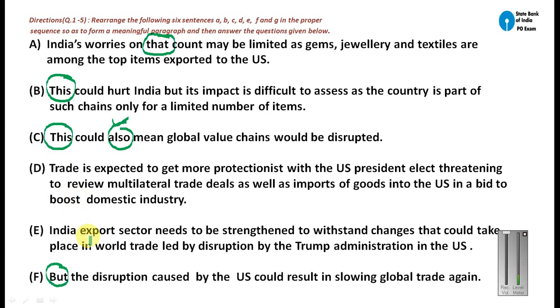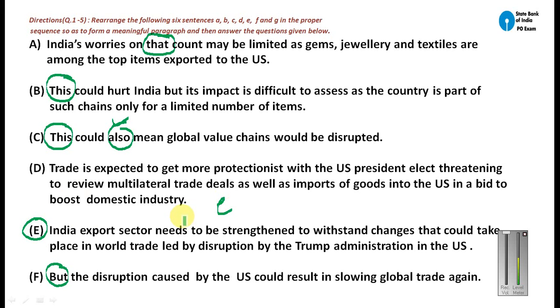Suppose you're talking about a student. First you will talk about the student, then you will talk about the specific things related to that student, like his age, his class, his hobbies and interests. So obviously first you will talk about a general thing, then you will talk about a specific thing. So sentence E will become your first sentence. Now let me write down here E.